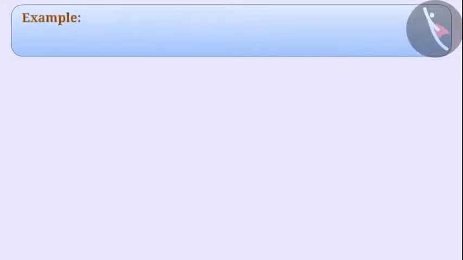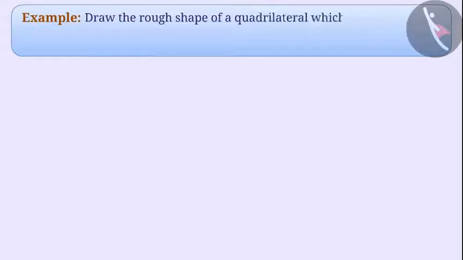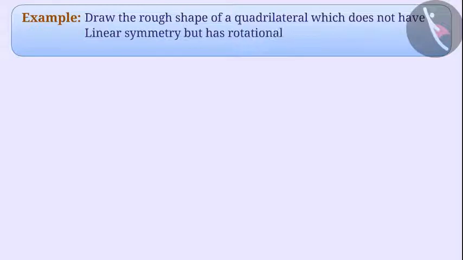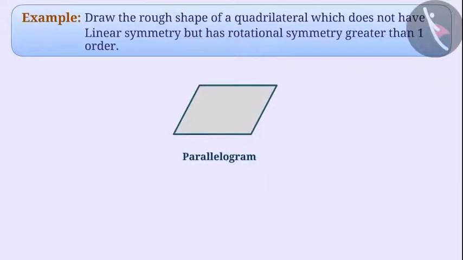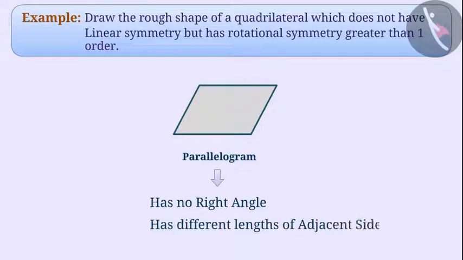Next example: draw the rough shape of a quadrilateral which does not have linear symmetry but has rotational symmetry greater than one order. A parallelogram that has no right angle and has different lengths of adjacent sides is an answer to this question. Can you tell me why? Think. Let us tell you.